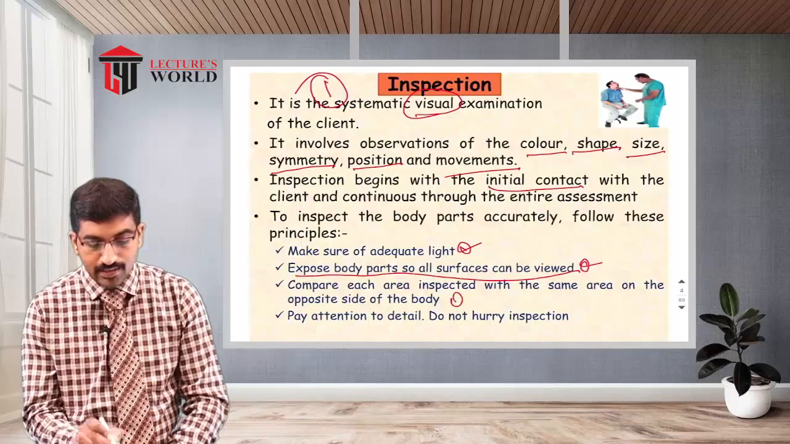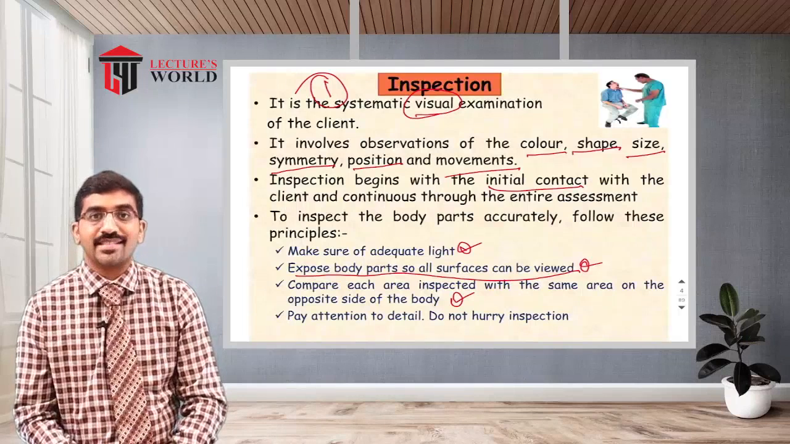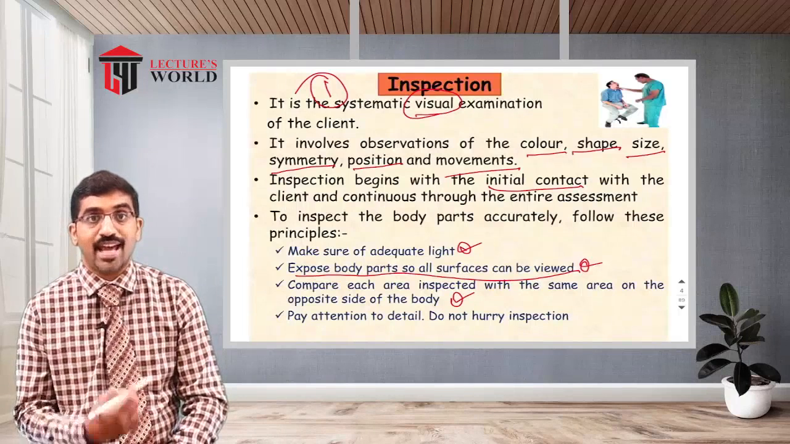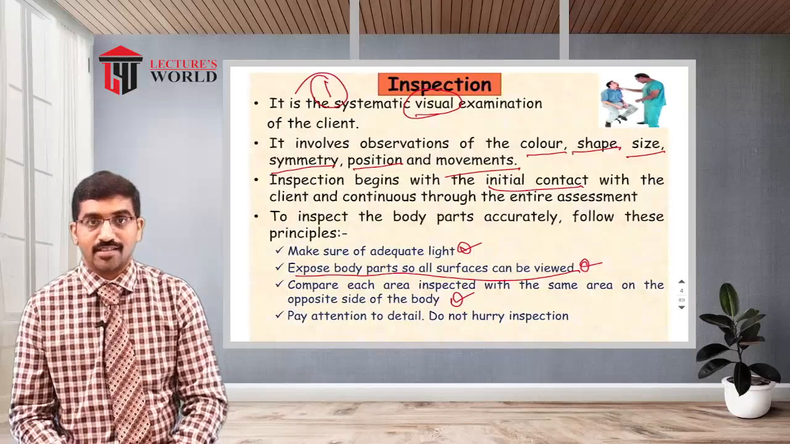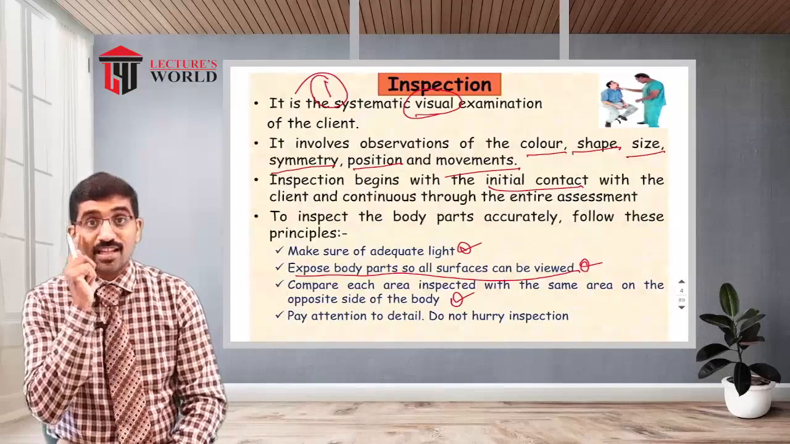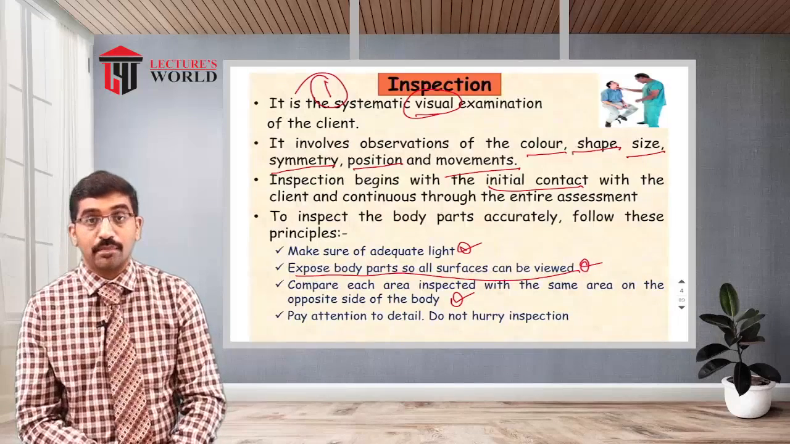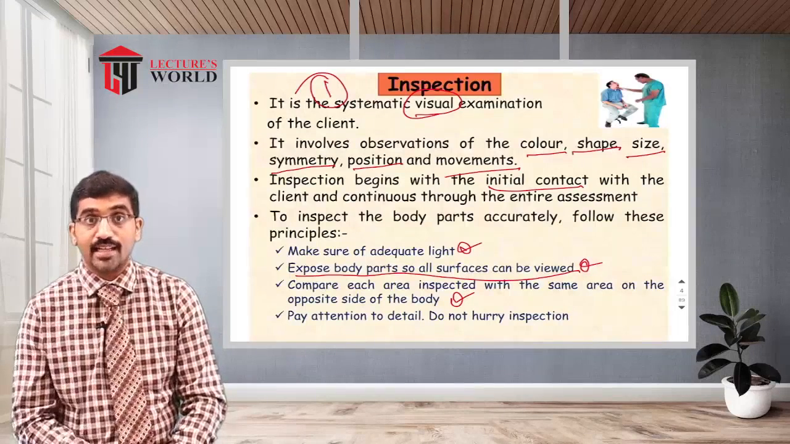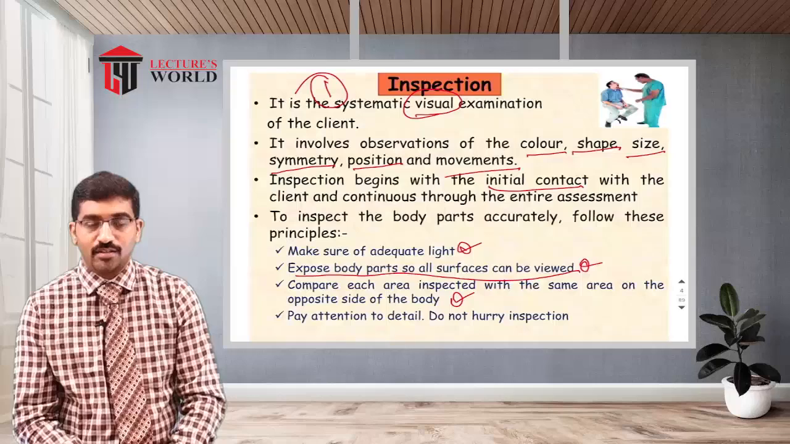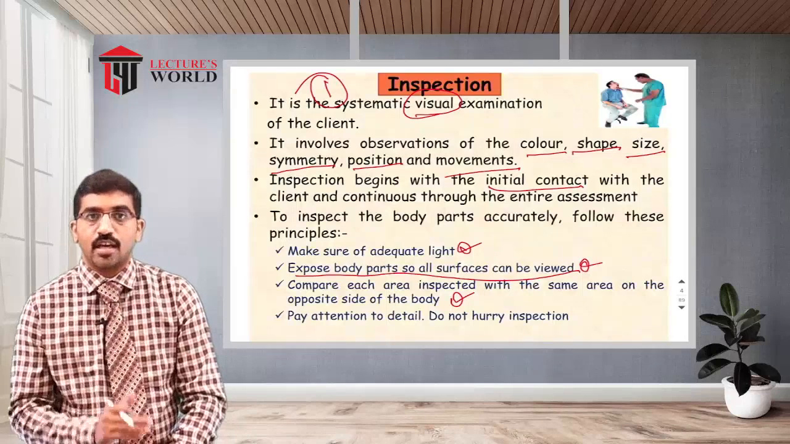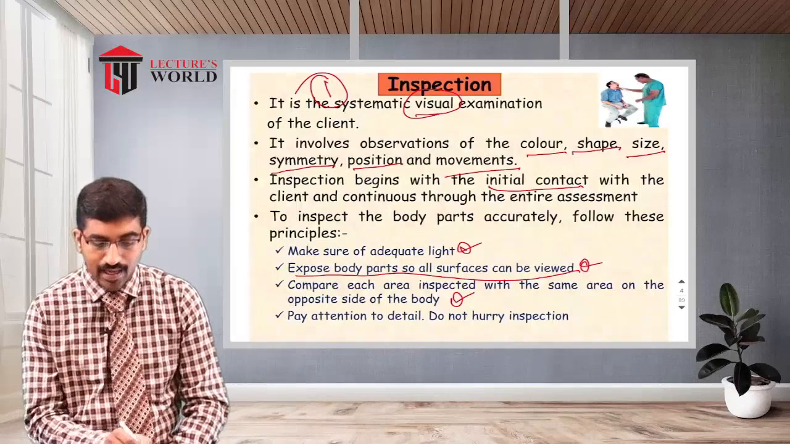Then another principle is to compare each area inspected with the same area on the opposite side of the body, like the example I gave about symmetry, because many of the body parts are paired organs. For example, eyes. If I check one eye, then I have to check the other eye also, because maybe the person is having a problem only with the right eye. They are telling the right eye is having pain, but we have to confirm the left eye also. So in the inspection itself, as well as in all the other steps, we have to follow this principle and pay attention to detail.